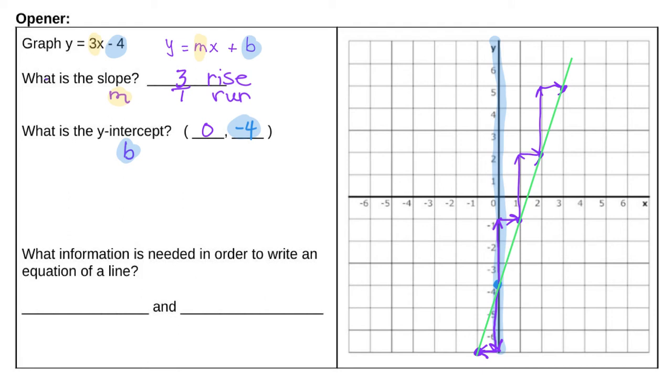In lesson 6, we're going to be working backwards. We're going to start with a graph, and we are going to then write an equation in slope-intercept form. So what information is needed in order to write an equation of a line? Well, what information we get from the equation is the information we need to get from the graph. So we need to get the slope and the y-intercept.